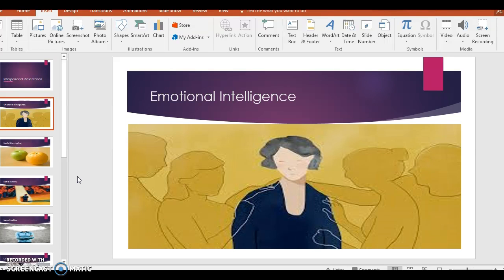The first one is emotional intelligence. Emotional intelligence is one person's ability to understand other people's emotions at any given time. I chose this picture because I consider myself to have a very high emotional intelligence. I'm very empathetic and sympathetic, and I can understand where most people come from when they act a certain way or express their emotions.